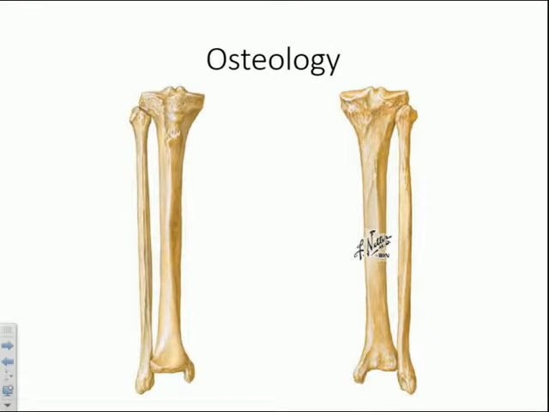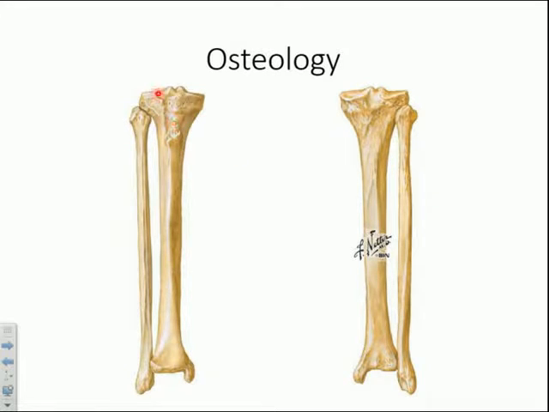Time to look at the two bones that make up the leg itself. First, we have the tibia, shown here on the anterior and posterior surfaces. The tibia is the second largest bone in the body next to the femur, and it actually receives the weight of the femur itself and transmits it to the bones of the foot.